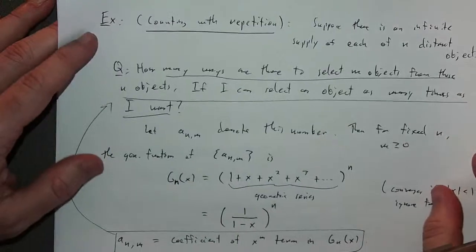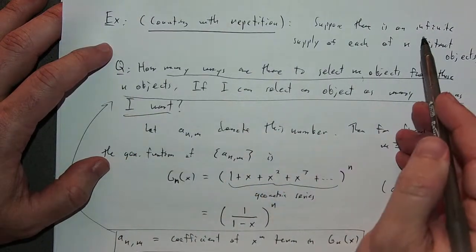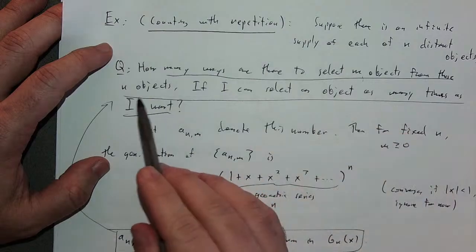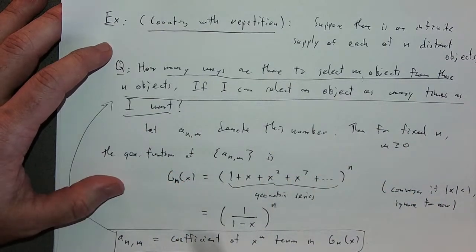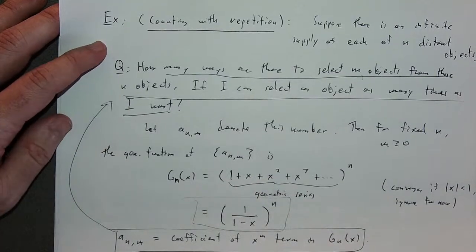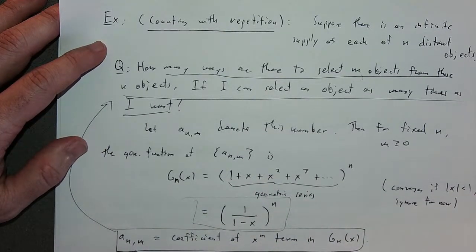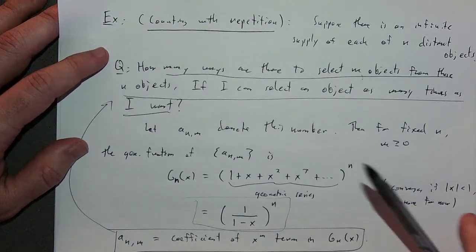Original question: how many ways are there to select m objects from these infinite supply types of objects? If I can select an object as many times as I want, we found here's the generating function. There it is. Solving this completely is computing the coefficient of the x to the m term in this generating function. Okay, so this does it. This is what I was looking to do. Exactly this.